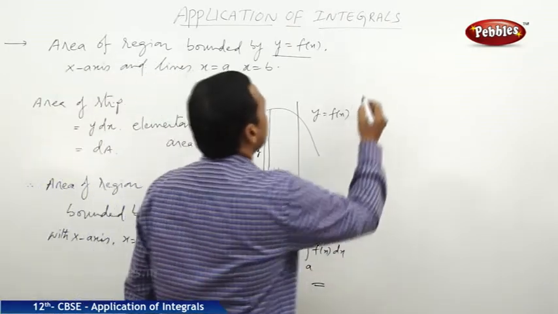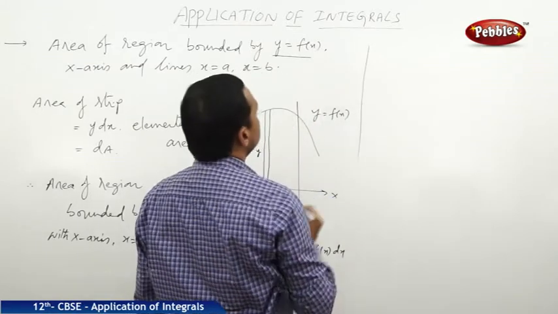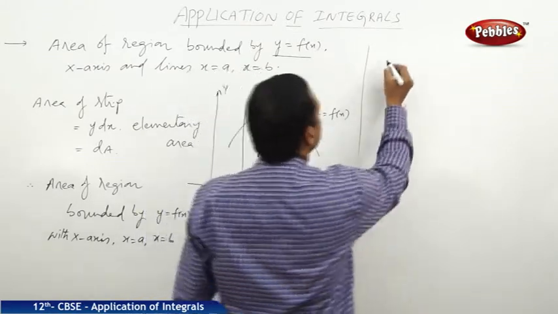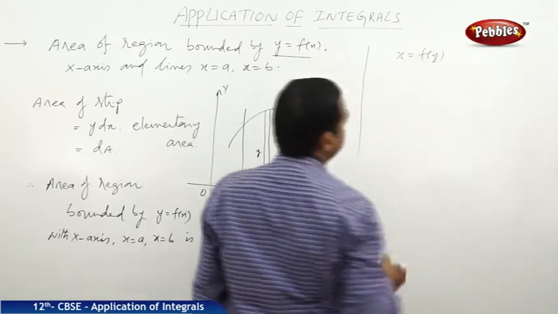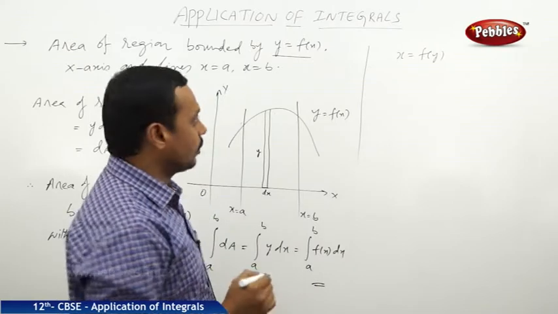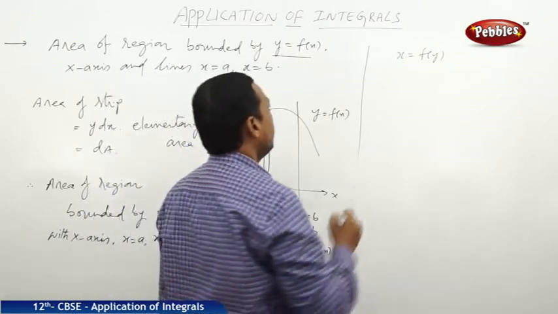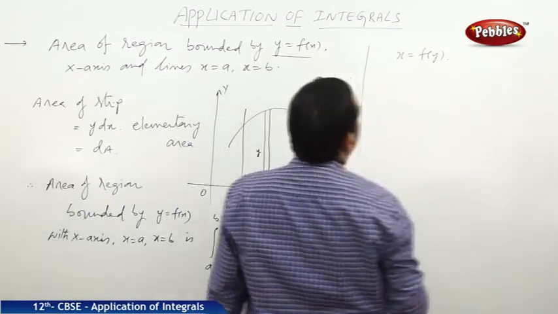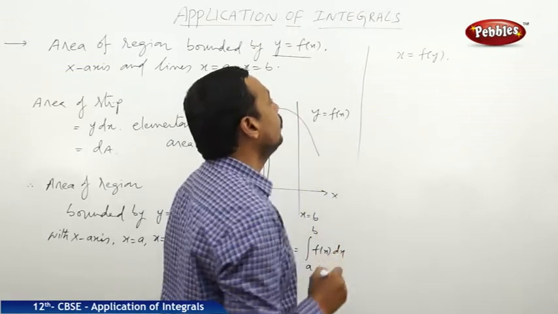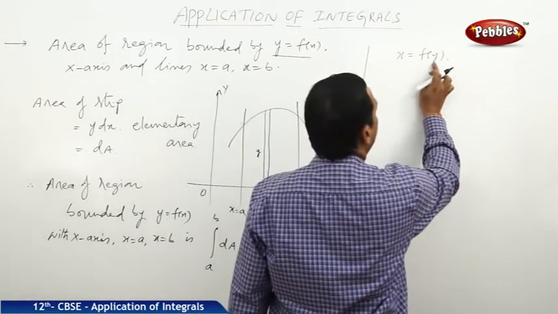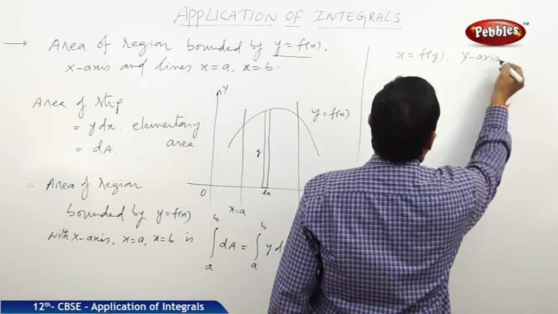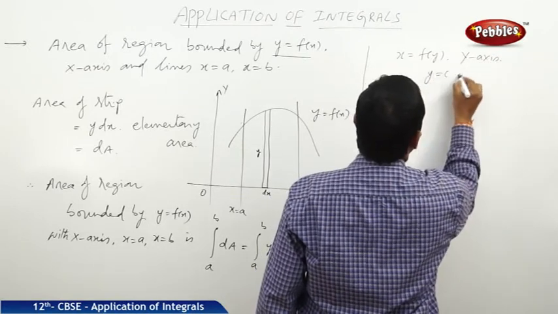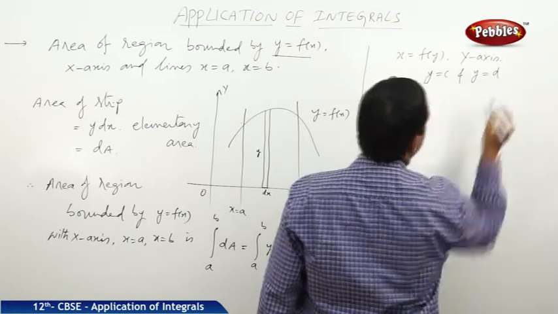Suppose if we consider one more curve, x is equal to f of y. Let us take one curve, x is equal to f of y, and the area of the region bounded by the curve x is equal to f of y with y-axis between the lines y is equal to c and y is equal to d.